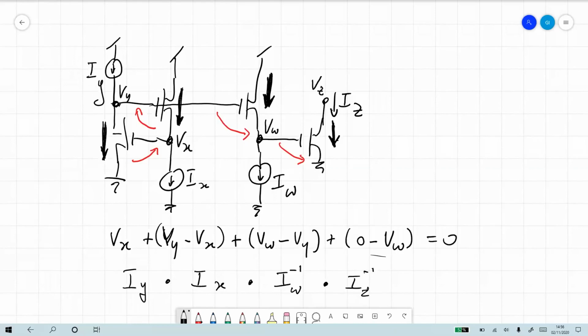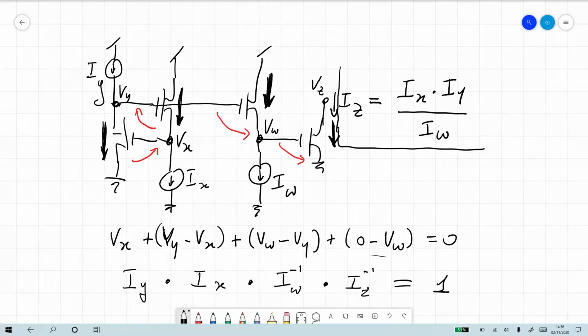Now, what is IZ? All of that is equal to 1, remember, the product is equal to 1. So IZ is equal to IX times IY divided by IW. So I implemented, just using 4 transistors, a first quadrant multiplier. Remember, currents can only be positive, so this works only in the first quadrant.